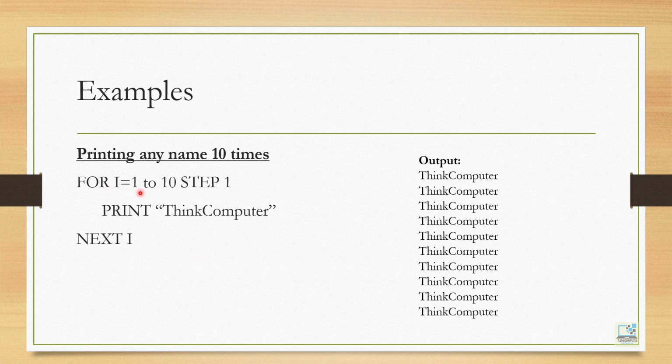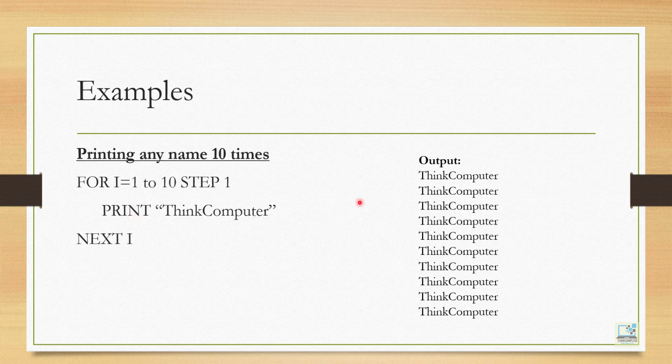First the value is set to 1. The computer checks the condition. If the condition is correct, then it will print ThinkComputer for the first time. The NEXT I means the loop will repeat. When the loop repeats, then STEP 1 will change the value of I. Then the value of I will become 2, from 1 to 2. Now the value is 2, so 2 is less than or equal to 10. Still the condition is correct.